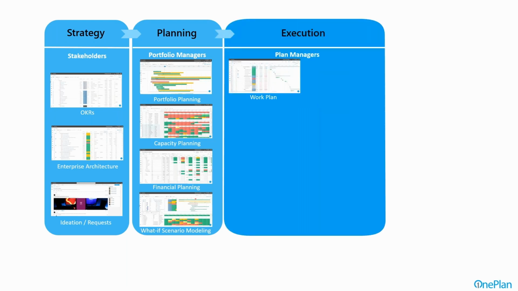Now, we have to execute. Once we decide what we're going to work on, we have to do work plans. Yes, some people still do waterfall in this realm, and waterfall work planning is inherent in OnePlan, but we also have agile planning tools so that we can do backlogs, sprints, and other types of agile planning in the mix right within OnePlan.